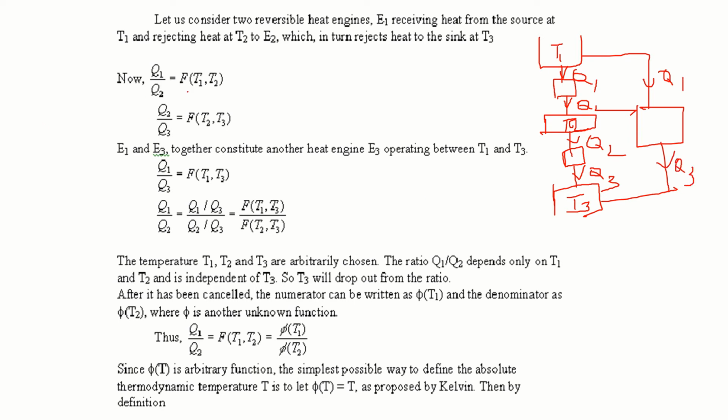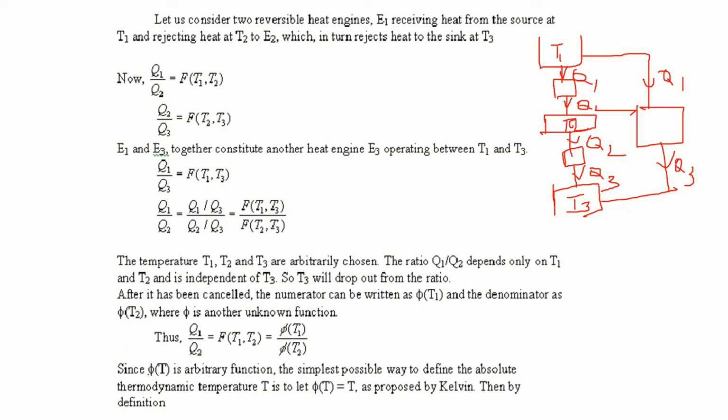Now I can write Q1 by Q2 is a function of T1 and T2, and Q2 by Q3 is a function of T2 and T3. Now if you take these, I can write Q1 by Q3 is equal to f(T1, T3). This can be written as Q1 by Q2 divided by Q3 by Q2. Then, taking out the common term, Q1 by Q2 we can write as f(T1, T2), or you can write some other function phi(T1) by phi(T2).